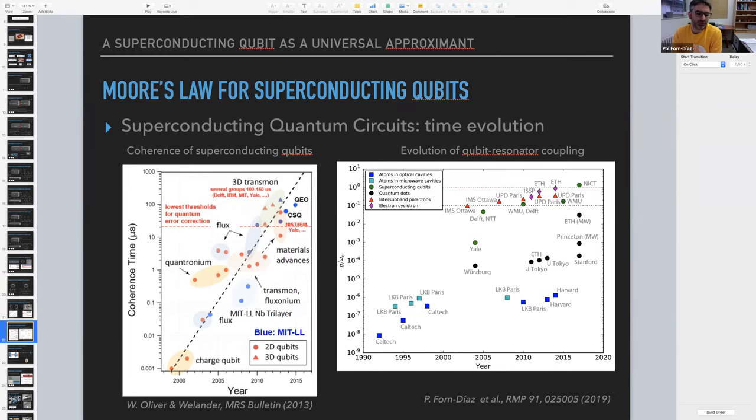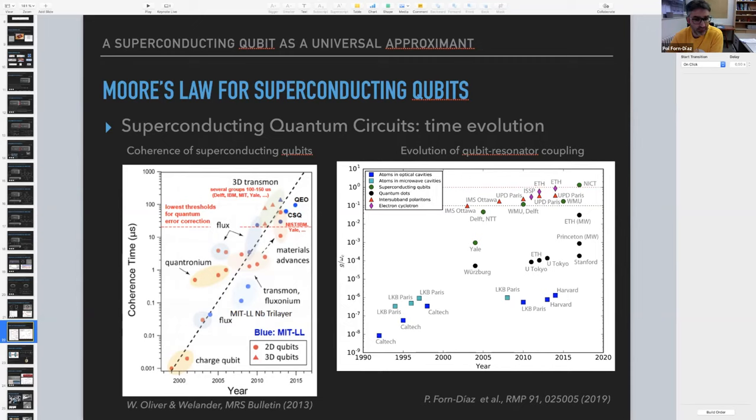I just want to highlight that over the years, the coherence time of these qubits has increased significantly. Like I said, in 1999, the first qubit had a coherence time of a nanosecond. So that was very short-lived, this charge qubit. Then a few years later, some discovery happened, and the coherence time increased. Then some years later, new phenomena happened. So this has been a jump over jump, but steadily increasing.